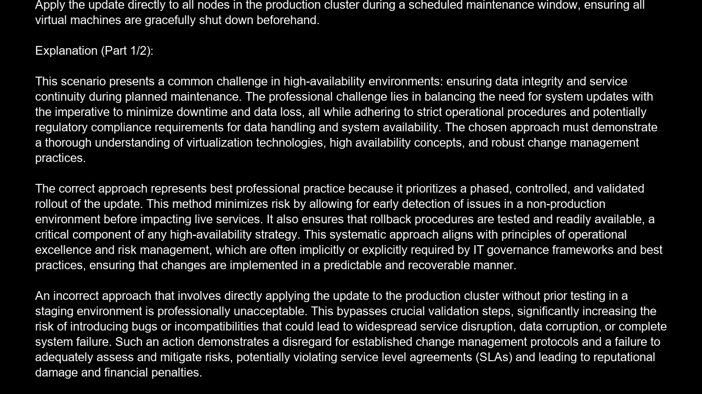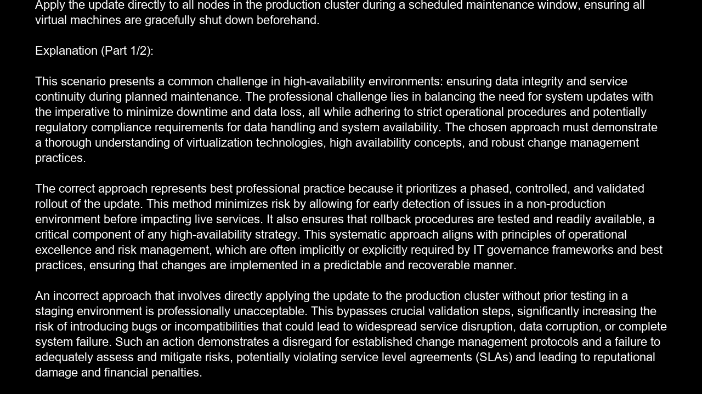Explanation: this scenario presents a common challenge in high-availability environments, ensuring data integrity and service continuity during planned maintenance. The professional challenge lies in balancing the need for system updates with the imperative to minimize downtime and data loss, all while adhering to strict operational procedures and potentially regulatory compliance requirements for data handling and system availability. The chosen approach must demonstrate a thorough understanding of virtualization technologies, high availability concepts, and robust change management practices.